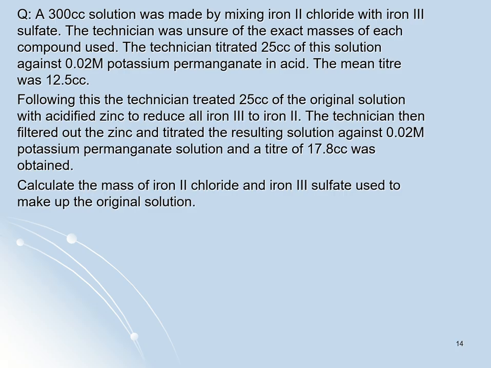Okay, so a totally different type of question, much wordier. Obviously you've got to sift through this and work out what's actually going on. So we take some 300 cubic centimeters of a particular solution, made up of iron 2 chloride and iron 3 sulfate. What we need to do here is work out how much iron 2 chloride and how much iron 3 sulfate was actually used to make the solution up in the beginning. And we've got two separate titrations.